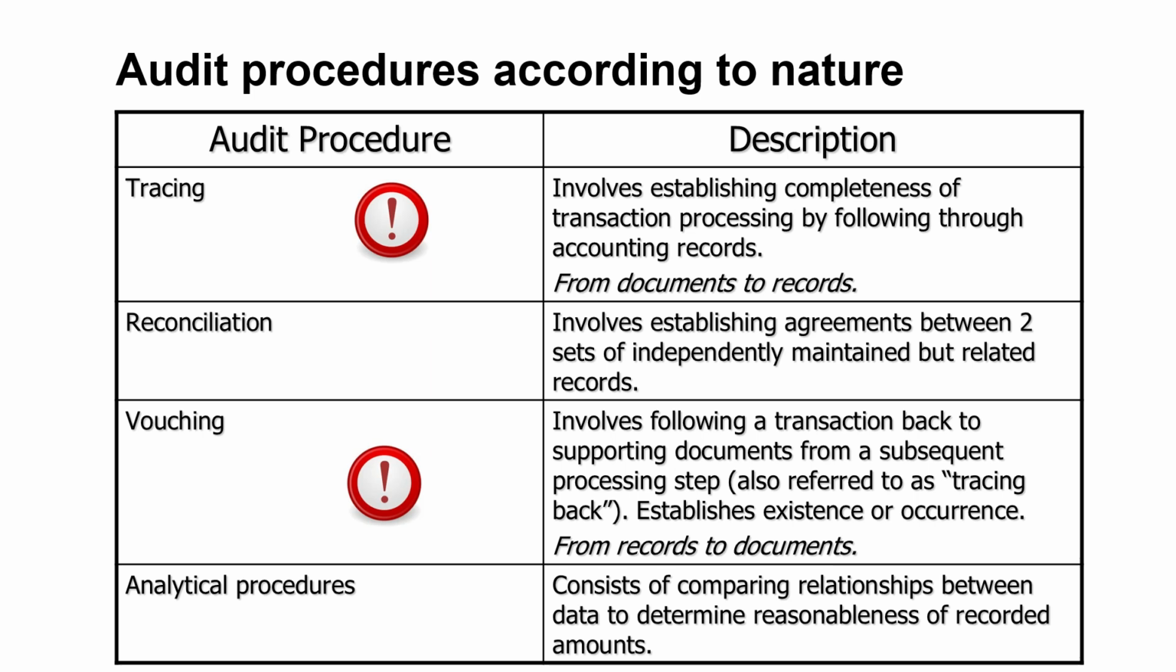We also have what we call reconciliation, and this would involve agreeing two sets of independently maintained but related records. Perhaps in intermediate accounting, you are familiar with bank reconciliation, right? So in audit, we also perform reconciliation of records. And then analytical procedures, which we have mentioned a while back, consist of comparing relationships between data to determine reasonableness, working on the assumption that we expect some degree of predictability.